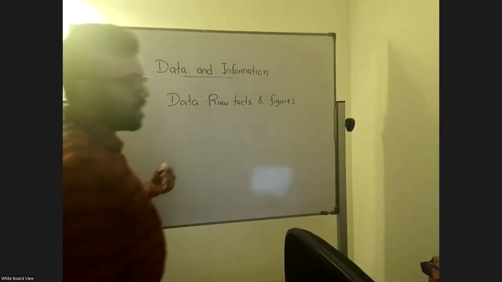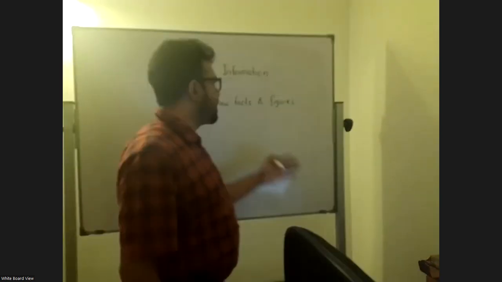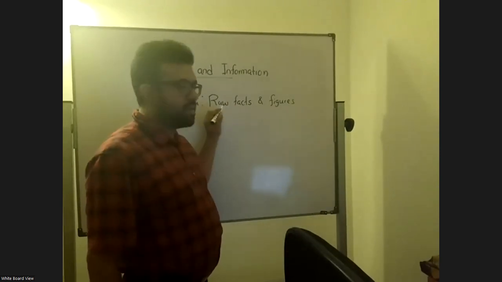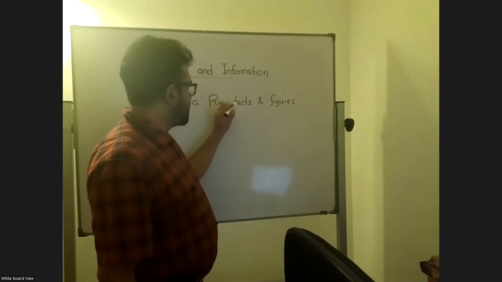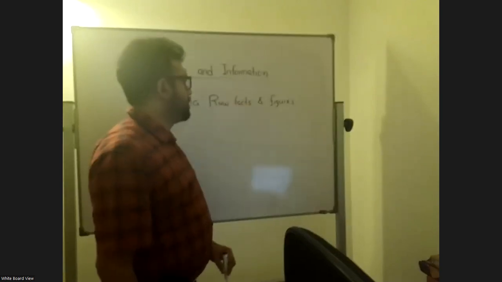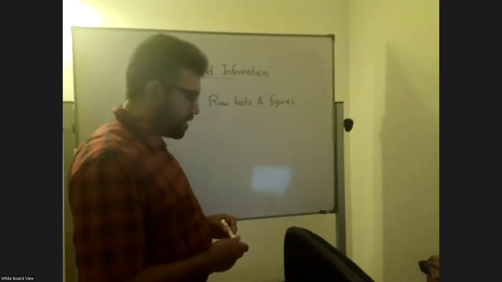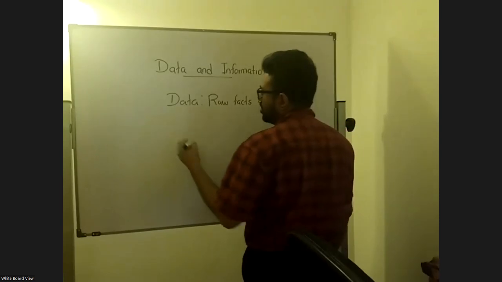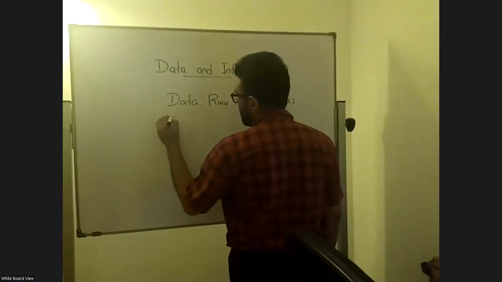That means they are not processed. Raw facts and figures means unprocessed. So what kind of things? We can take something like this. You can take temperature.